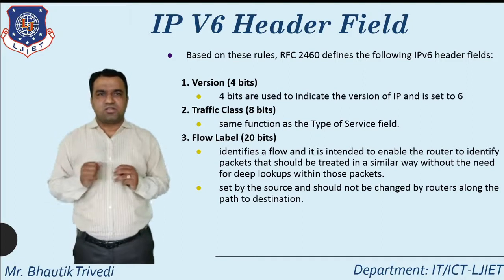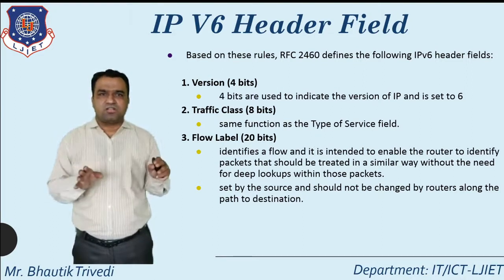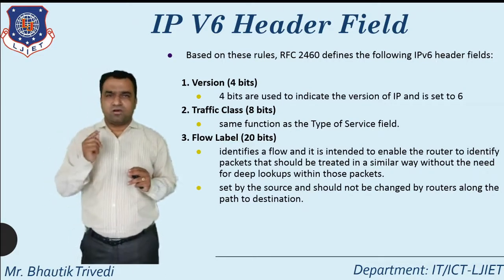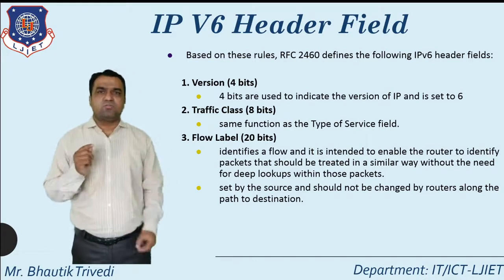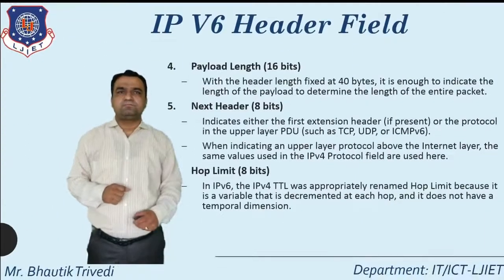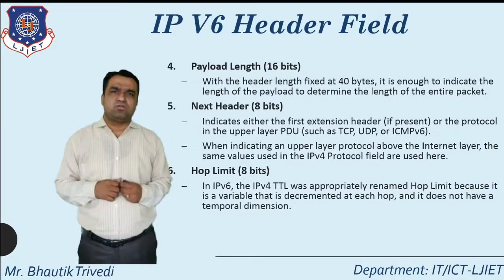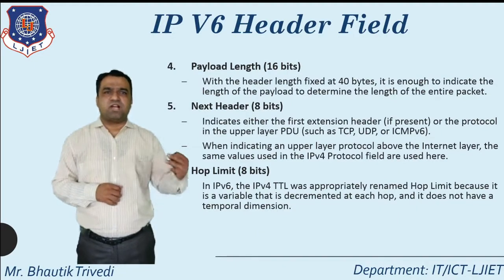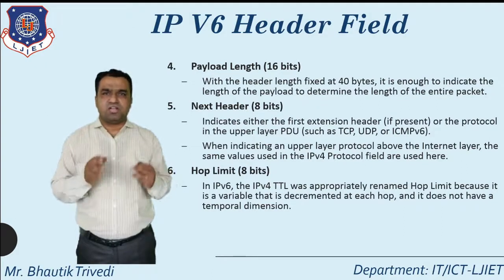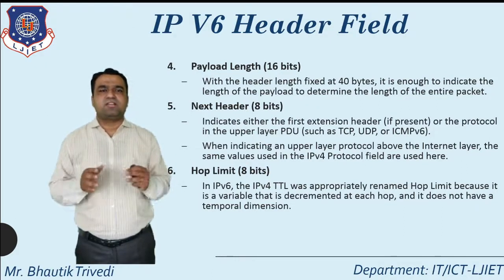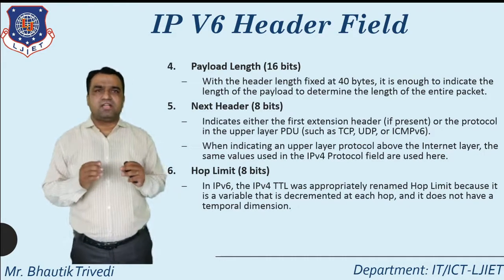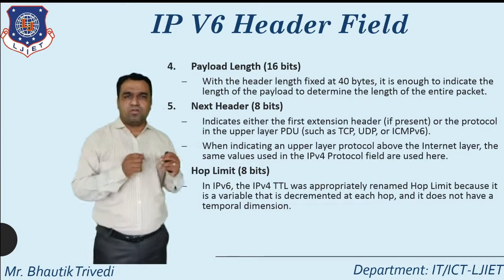That is set by the source and should not be changed by the router along the path to the destination. So you must remember one thing: field number 1 is the version, field number 2 is the traffic class, field number 3 is the flow label. After that, payload length. What is the meaning of payload? Payload means one kind of data, in terms of one kind of packet. So here payload length can be treated as the length of the entire packet. The length of the entire packet is known as the payload length.